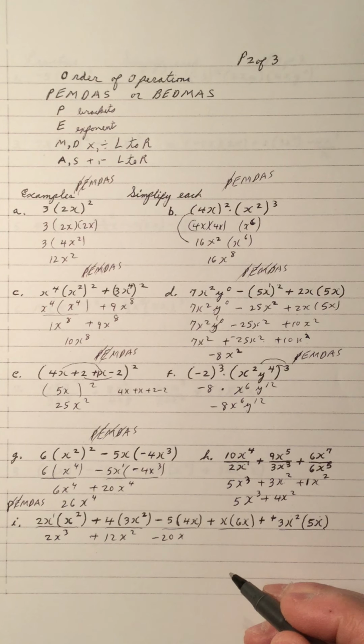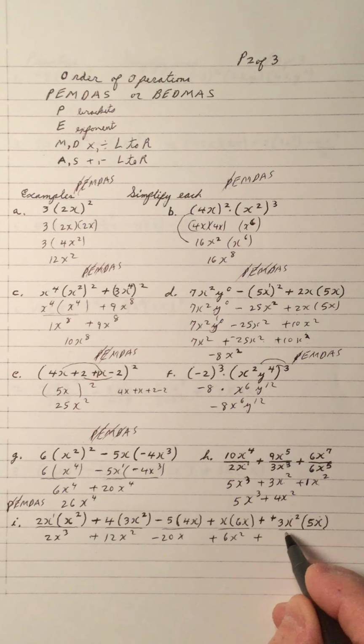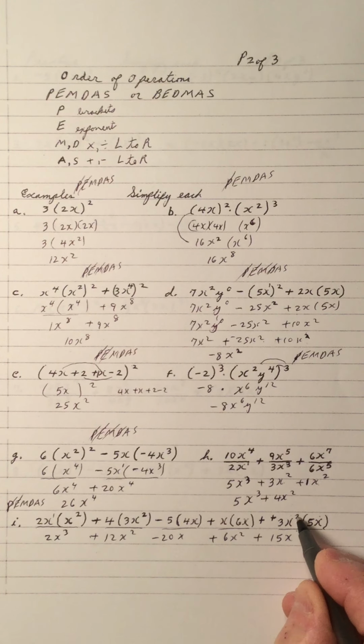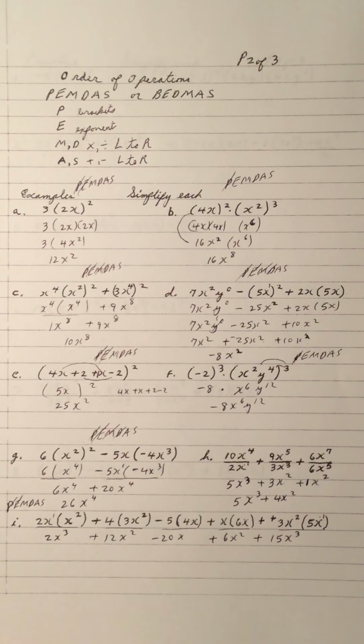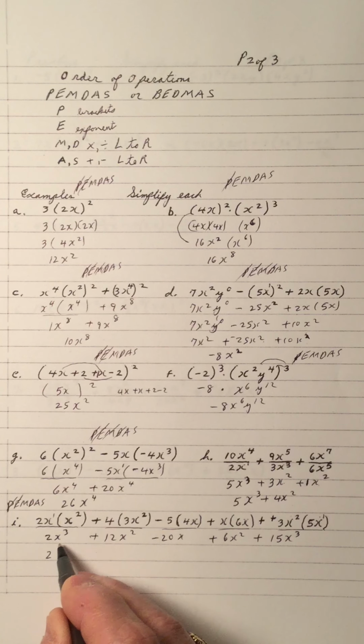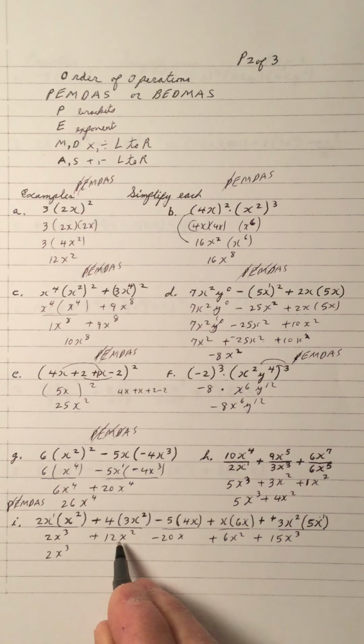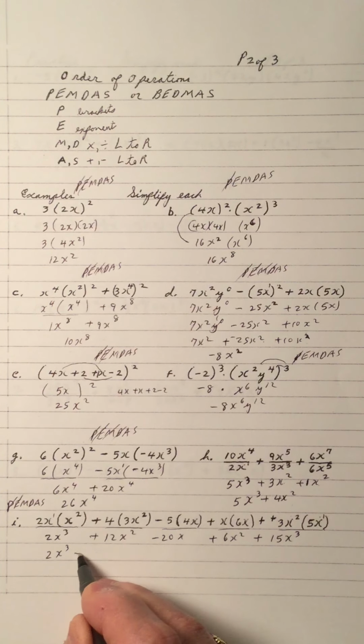Multiply. 1 times 6 is 6, x times x is x squared. Multiply. 3 times 5 is 15, and that's x. 2 plus 1 is 3. Now I look for my like terms. So let's group my like terms together. So that's a cube. Any cubes? Yep, right there.